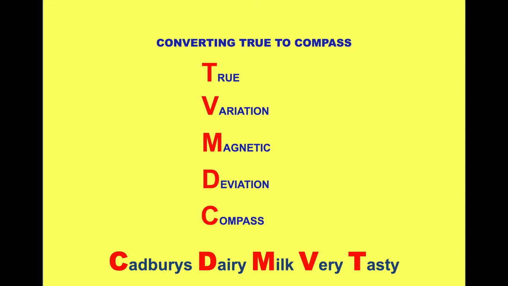I find the easiest way to do this is to write this down vertically with TVMDC on it, which stands for true, apply the variation, which will give me the magnetic, apply the deviation from the deviation card, which will give me the compass. To remember it, the mnemonic I use is Cadbury's Dairy Milk Very Tasty. There is another one. It's not politically correct. I'm afraid you'll have to find it elsewhere. So the one we use is Cadbury's Dairy Milk Very Tasty, which gives us true, variation, magnetic, deviation, compass.